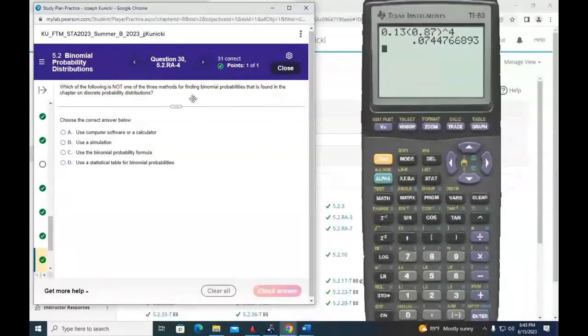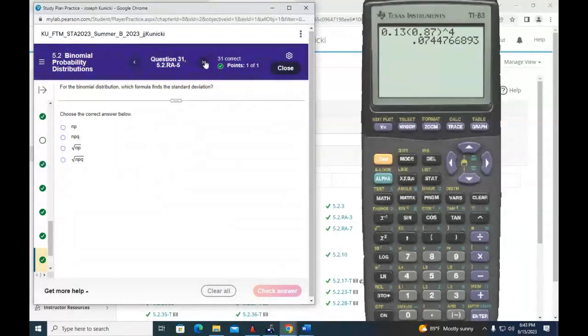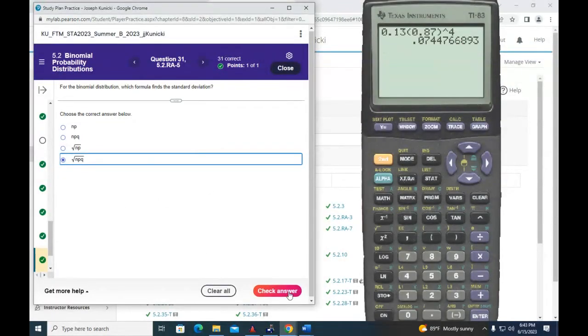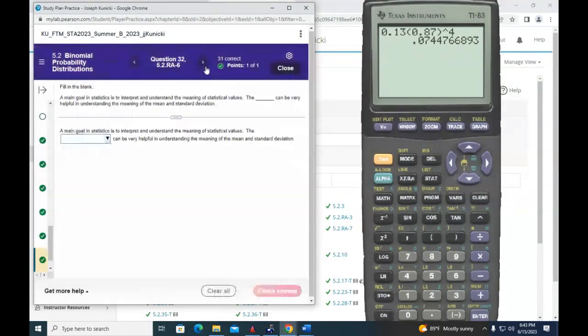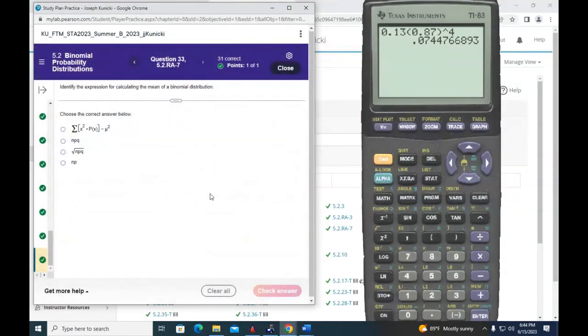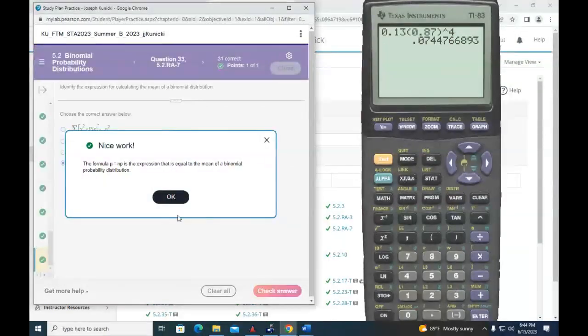And number 5. For the binomial distribution, which formula finds the standard deviation? It's the one I pointed out. Bottom one. There you go. You agree? And the last one's number 7. Identify the expression to find the mean of the binomial. Bottom one again. Right. Very good.